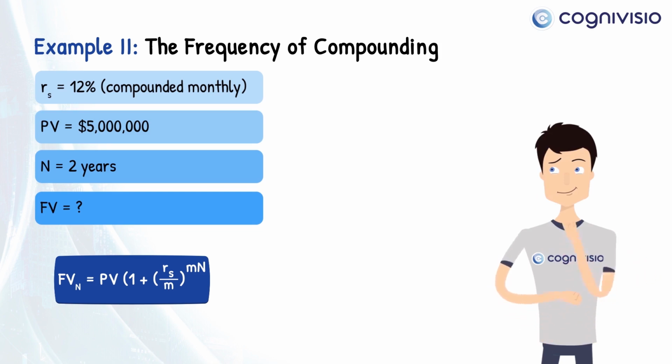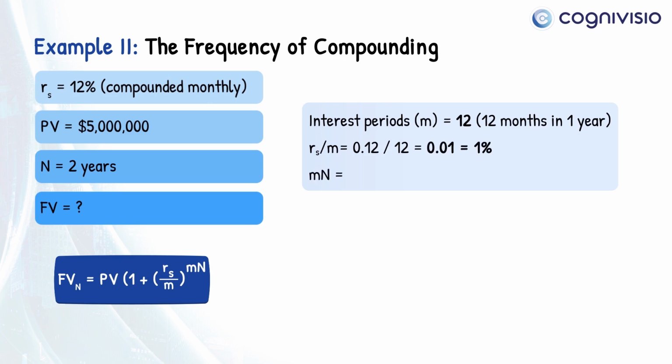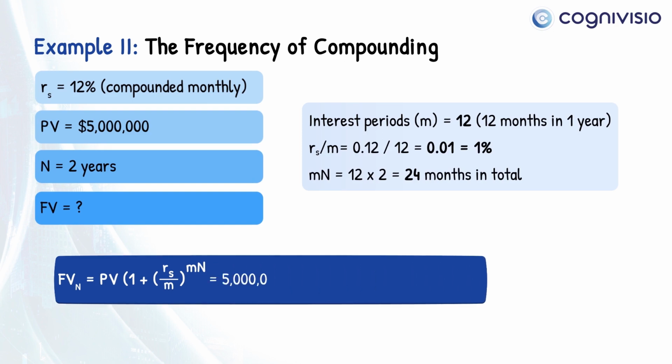N is 2 years. RS is 12%. M is 12 interest periods since we have 12 months in a year. And RS over M is 0.12 divided by 12, which is equal to 1%. And MN is 12 times 2 equals 24. In this case, FV24 is $5 million times 1 plus 12 over 12 to the power 24, which is equal to $6,348,673.